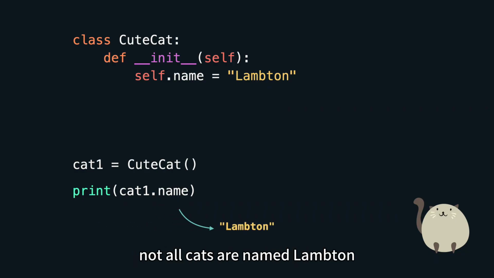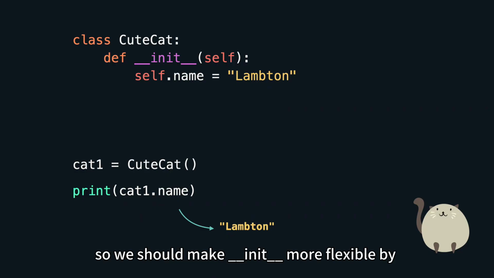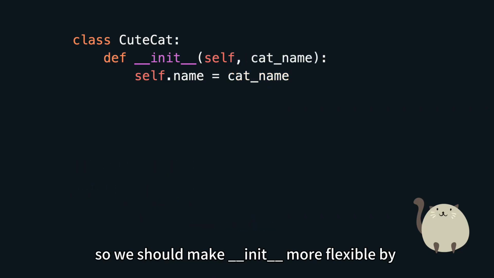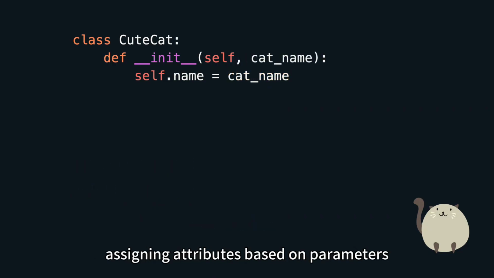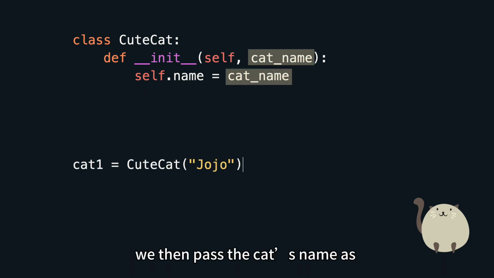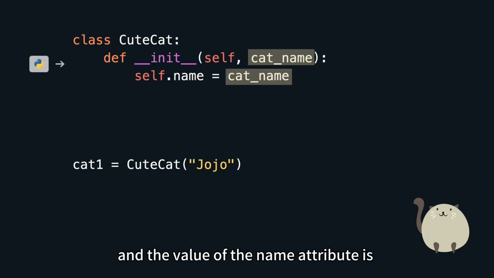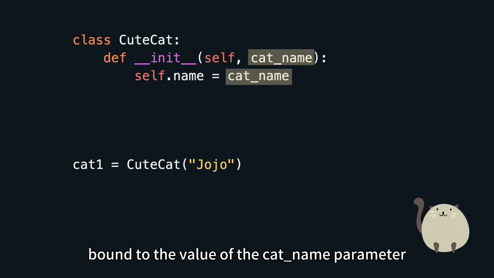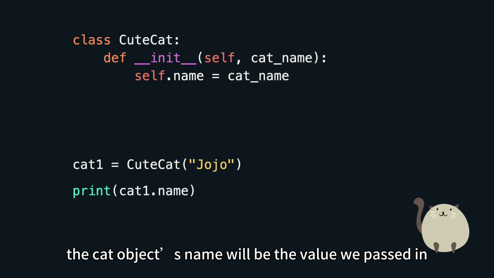Of course, not all cats are named Lambton, so we should make __init__ more flexible by assigning attributes based on parameters. When creating an object, we then pass the cat's name as an argument in the parentheses. The __init__ method runs, and the value of the name attribute is bound to the value of the cat name parameter. As a result, the cat object's name will be the value we passed in.